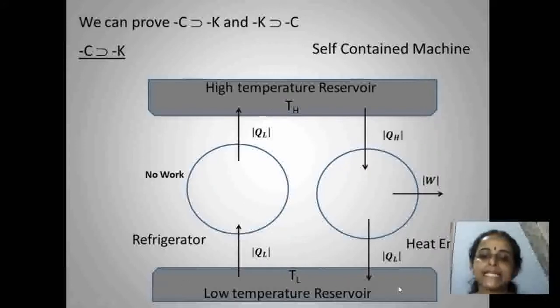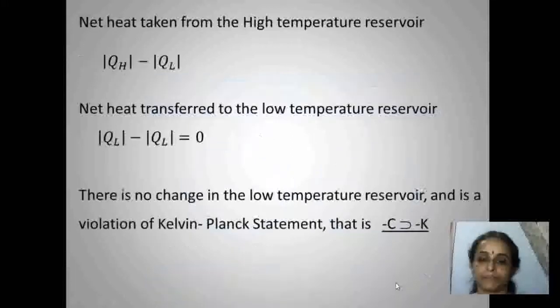So what is the change in the low temperature reservoir? Here the refrigerator transfers QL quantity of heat, but at the same time the low temperature reservoir receives QL quantity of heat. So what is the net heat transferred to the low temperature reservoir? It is getting QL quantity and it is giving QL quantity. So net heat transferred to the low temperature reservoir is QL minus QL, which is equal to 0.